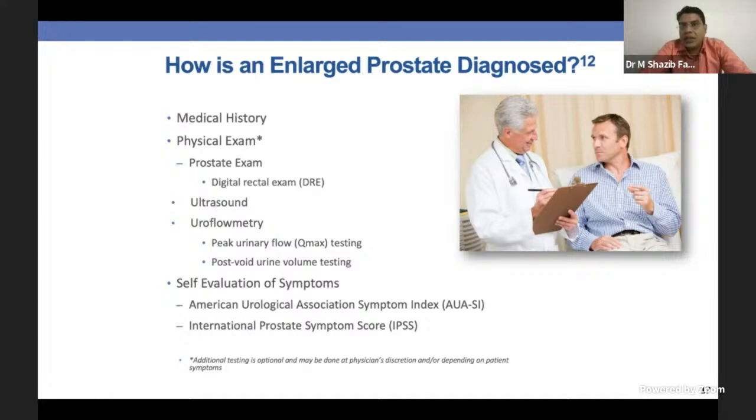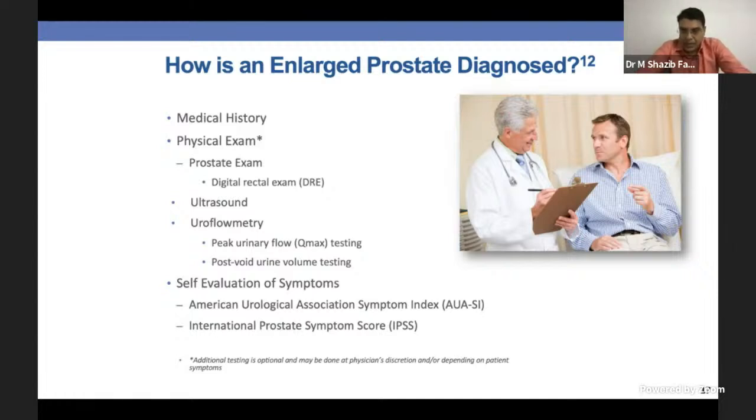Now moving towards uroflowmetry. Uroflowmetry is basically a procedure which helps us to diagnose the urinary flow. In this, we can see the peak urinary flow rate, average flow rate, and post-void residual urine. After the passage of urine, how much urine is left in the bladder? So this will help us with these investigations.